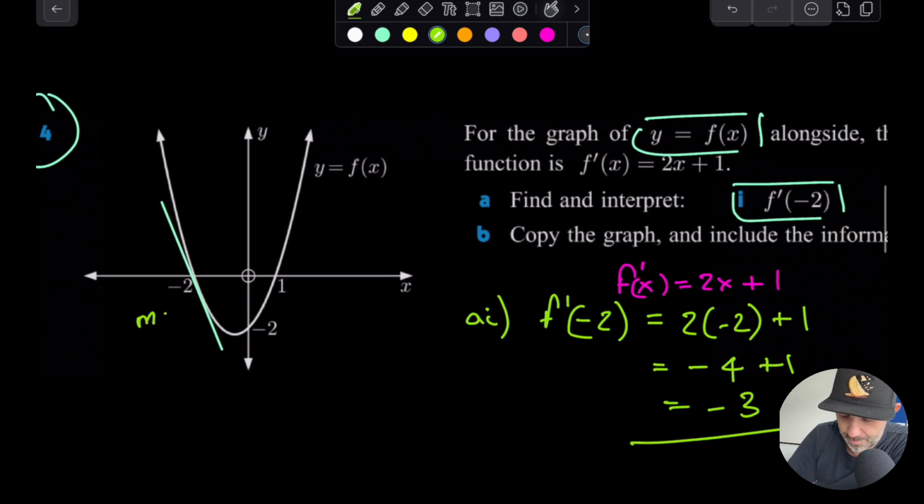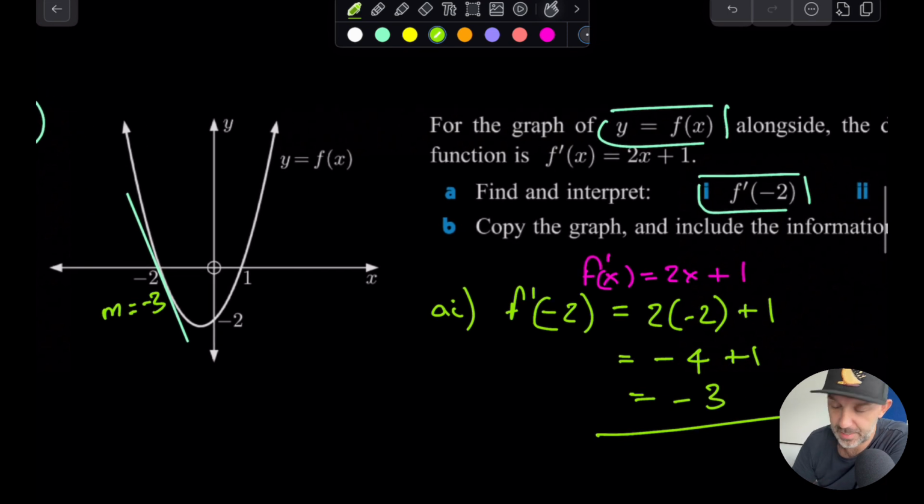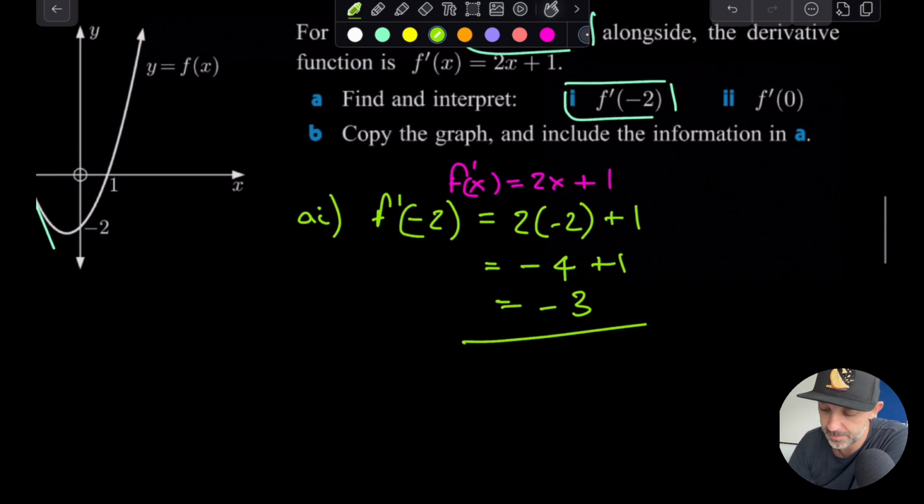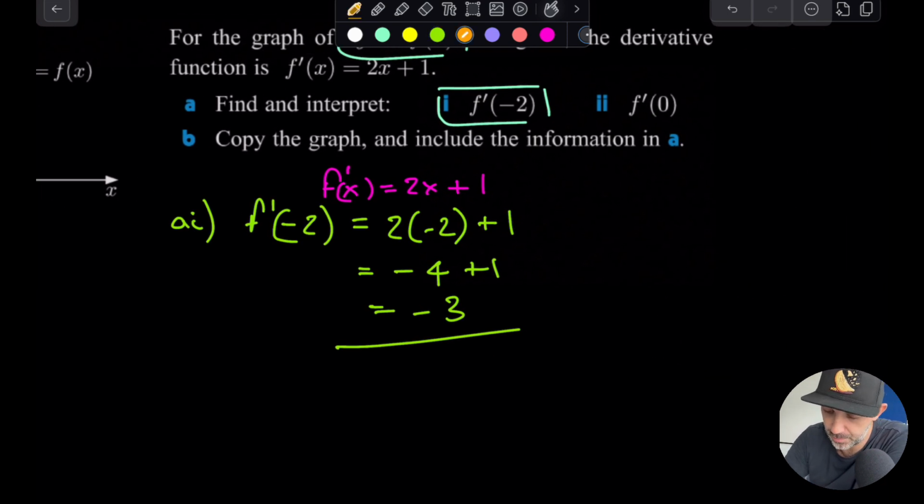So the gradient at the point when x equals -2 is -3. So m equals -3. Now I'm using m because it's commonly used, m for gradient, but really you could use another letter, but at this point I'm just using m because that's what I've taught in the past. Okay, and part 2 of this question says, what is the gradient when x is equal to 0?